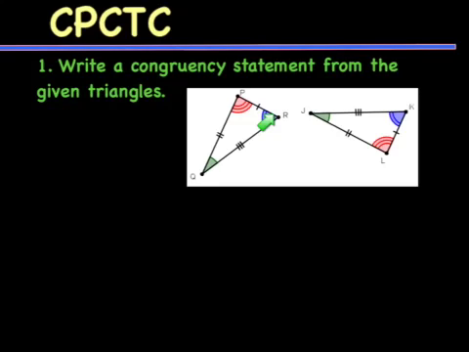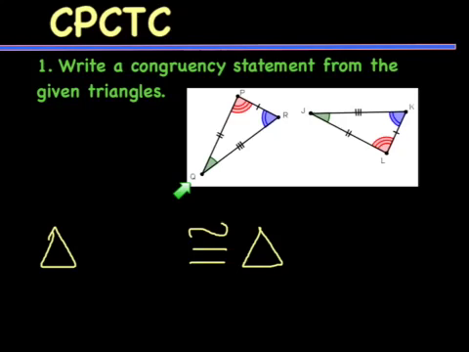Okay, so we have to start with a congruent symbol. Okay, and we're working with triangles. So triangle, we're going to name them in a second, is congruent to triangle. We'll get that one in a minute. Okay, so let's start with this triangle. I'll start with the one that has one mark, and that's letter Q. So Q, and then we'll go to 2. Q, R, P. So 1, 2, 3.